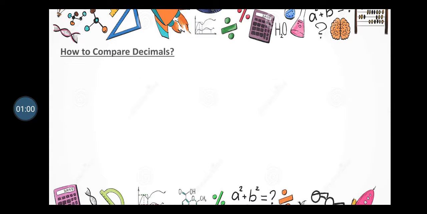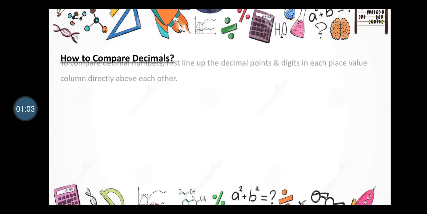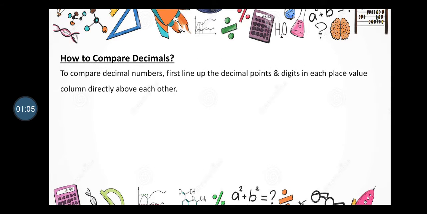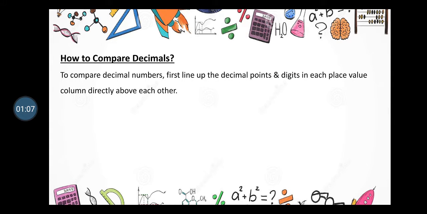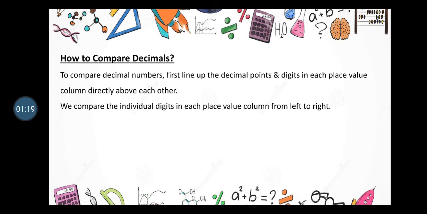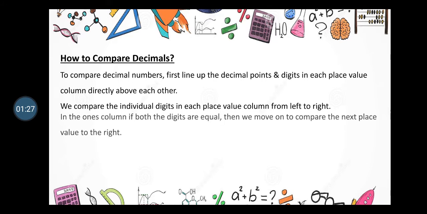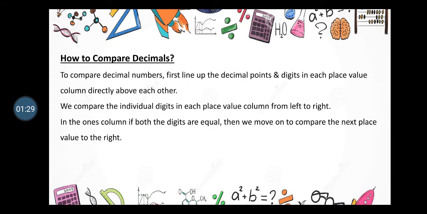How to compare decimals? We have to follow these steps. To compare decimal numbers, first line up the decimal points and digits in the place value column directly above each other. We compare the individual digits in each place value column from left to right. In the ones column, if both the digits are equal, then we move on to compare the next place value to the right.